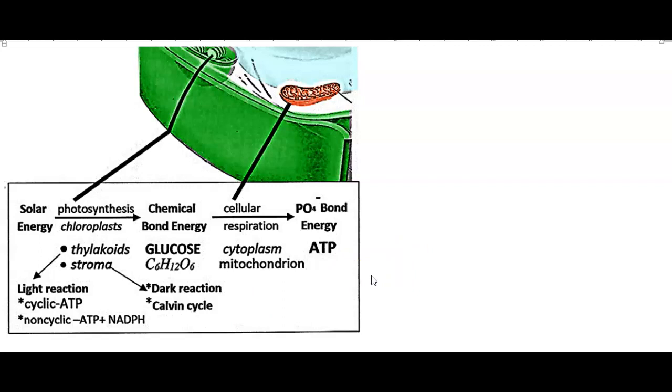So solar energy through photosynthesis in the chloroplast, they're converting solar energy into chemical bond energy in the form of glucose. Glucose cannot be used directly for energy. So glucose now has to be converted into ATP, and that is what cellular respiration is all about, converting the chemical energy, another term, chemical bond energy, same thing, into phosphate bond energy in the form of ATP. It begins in the cytoplasm when the glucose leaves the chloroplast, goes to the cytoplasm, gets split in two, and pyruvates enter into the mitochondrion.